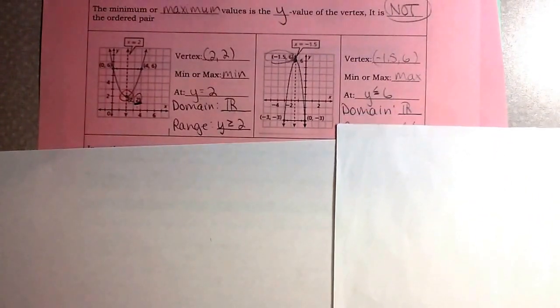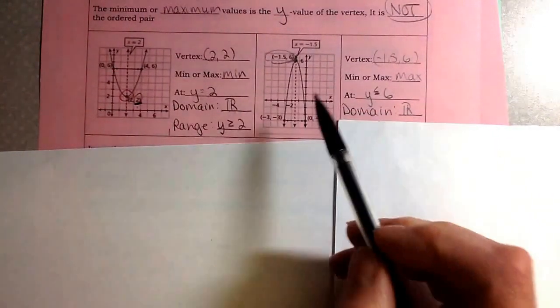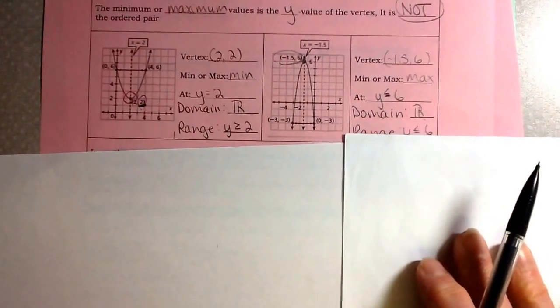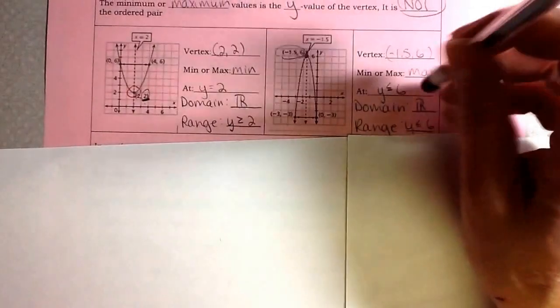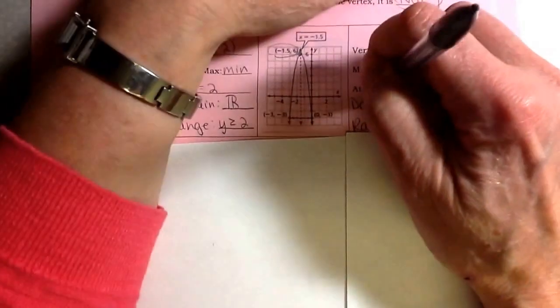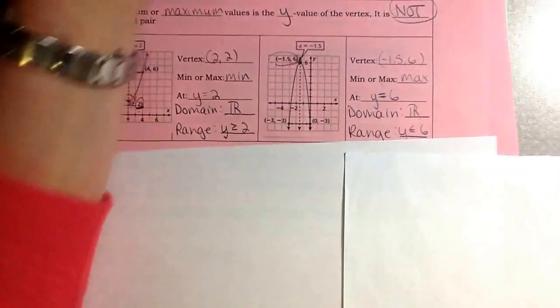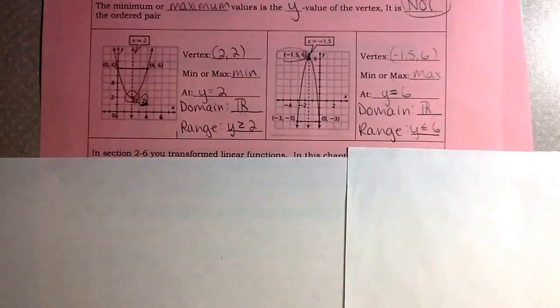Okay, and then our domain, because it opens down, is going to be all real numbers, and our range, whoops, that's actually our range here, so let's just change that to the max happens at y equals 6, but then when we're talking about the range, it's y is less than or equal to 6.